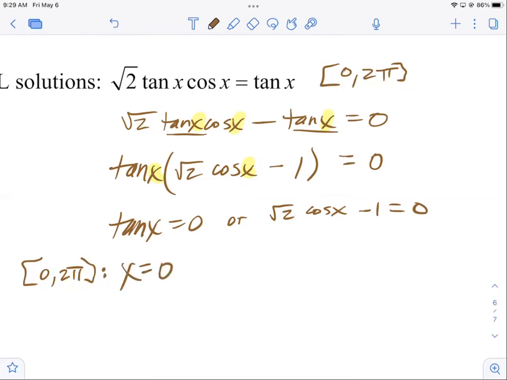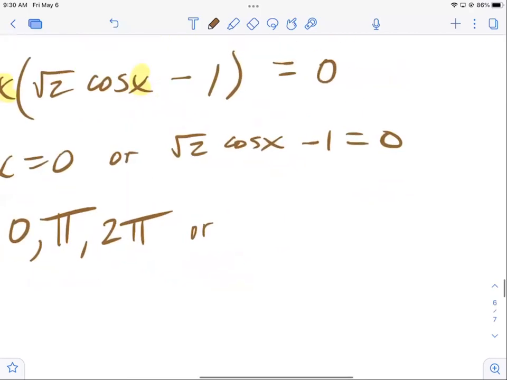At 0. And was that the only one? Pi? Yeah, pi. Good. Y'all said pi. And then also going all the way around to 2 pi, right? Yeah. Good. Because tangent is y over x. So tangent 0 and y is 0, and y is 0 on the x-axis. Good. And then we'll come over here to this other one. Or if I solve this, I add 1 to both sides and divide by the square root of 2. That's cosine of x equals 1 over the square root of 2.